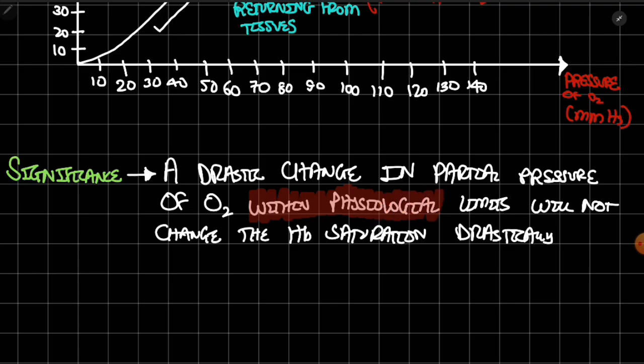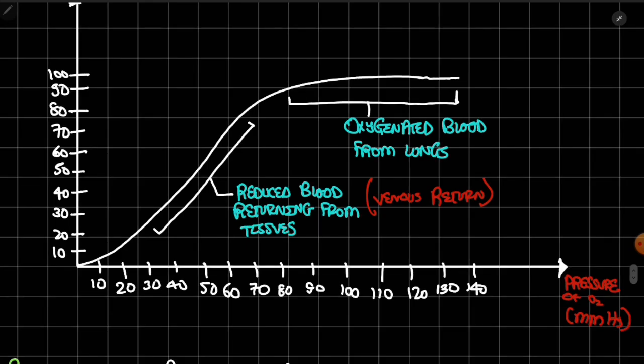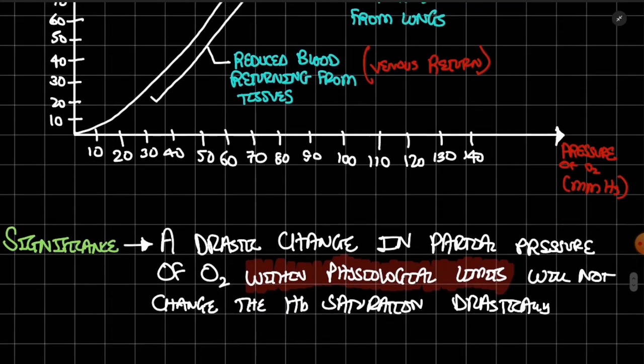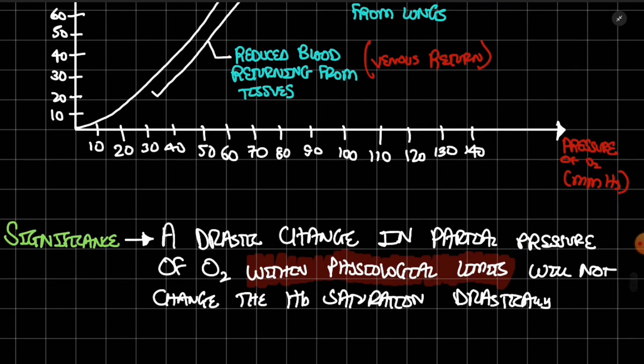So within physiological limits means only one thing. If we decrease the value till 50, it is below the physiological limit, then we will get a lower saturation. If we reduce the value till 60, we get a lower saturation. If we reduce the value till 70, we also get a lower saturation. Till 80, like 85 to 100, it is okayish. So from 140 we are reducing till 85, it is fine, but after that it is below the physiological limit. So a drastic change in partial pressure of oxygen within physiological limits will not change the Hb saturation drastically.